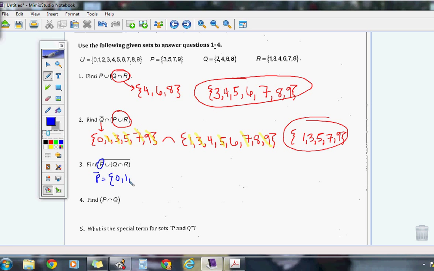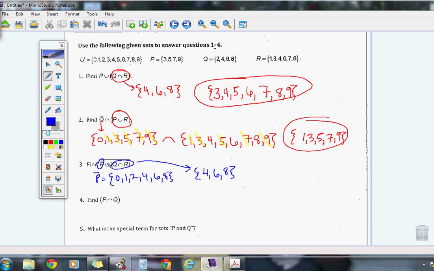So 0, 1, 2, 4, 6, and 8. That's the complement of P. But now I'm also going to do this one here, Q and R together. Q and R together would be, let's see, 2, 4, 6, 8, 4, 6, 8. We actually already did that one earlier on number 1. So 4, 6, 8.